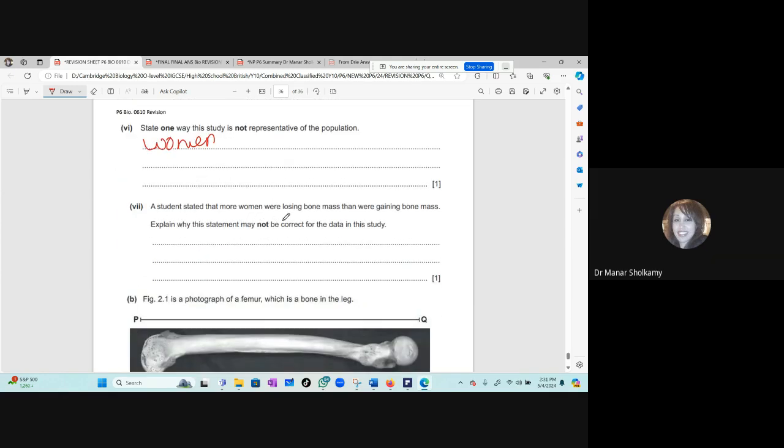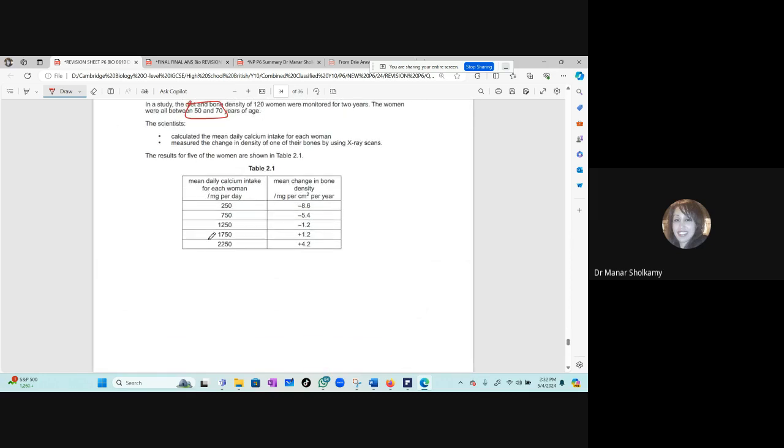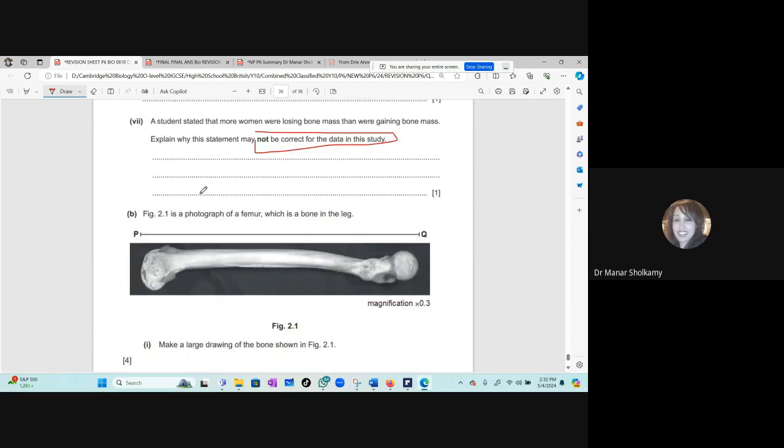Explain why this statement may not be correct for the data in the study. A student tested that more women were losing bone mass than were gaining bone mass. Why is it not correct in this study? Why can't I say that? By the way, the answer is the same because I took a small number of women. I did not take a big number of women. Okay. And in this category, they did not even mention what was the total number of women that was taken. So the answers are nearly the same.